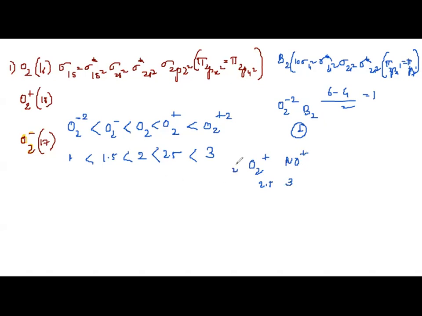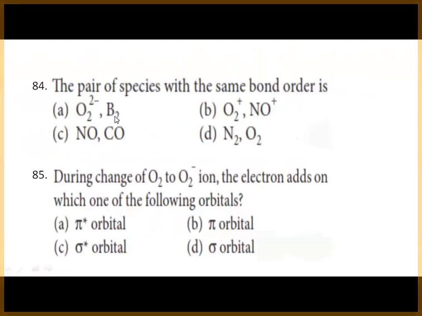Next option, this is the second option. Third option given is NO and CO. The bond order in NO is 2.5 and in CO it is 3. Carbon monoxide, it is 3. Last option, N2 and O2. O2 is how much bond order? It is 2. N2 bond order is 3. We know this. So where the bond order is same, it is in the first option. Bond order is same. Is that right? So it is O2 minus 2 and B2 whose bond order is same.